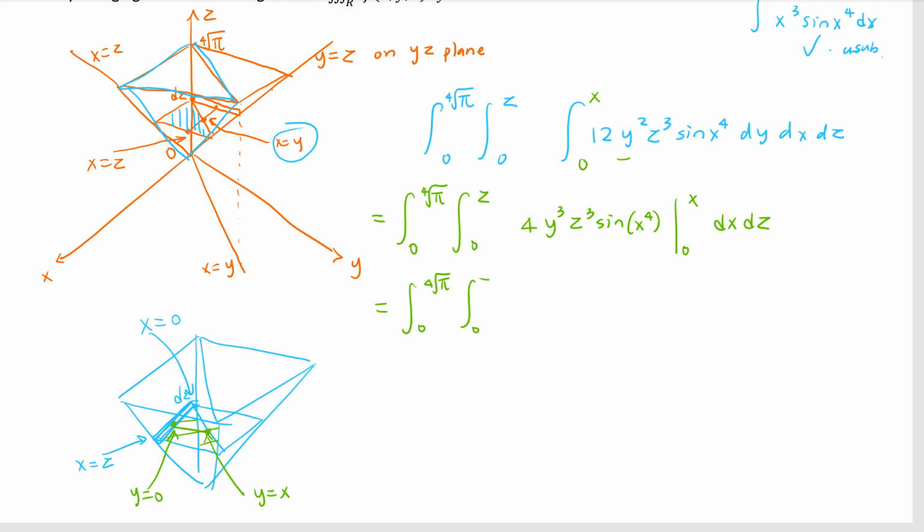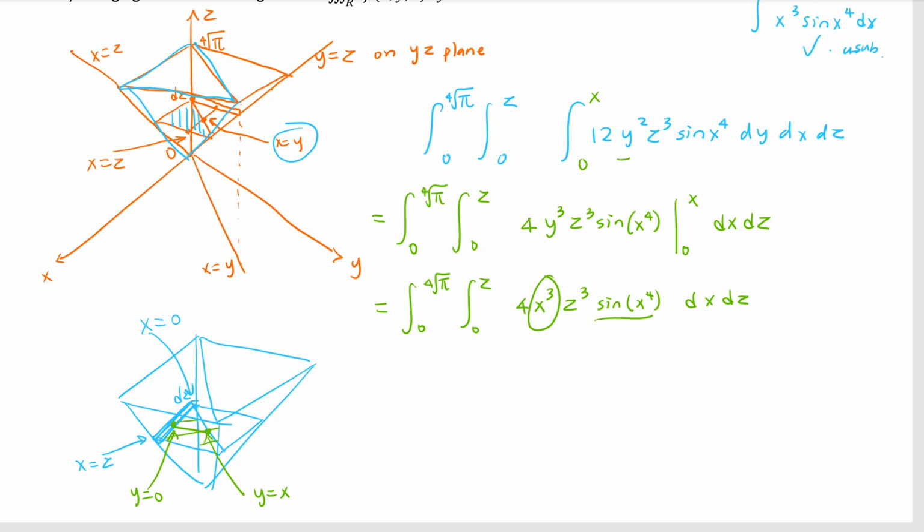Okay, now we plug in x. So we have 4. So we plug in y is x. So we have 4x cubed, z cubed, sine x to the 4th. When we plug in y is 0, we get 0. That's nice. Okay, do you see the magic?